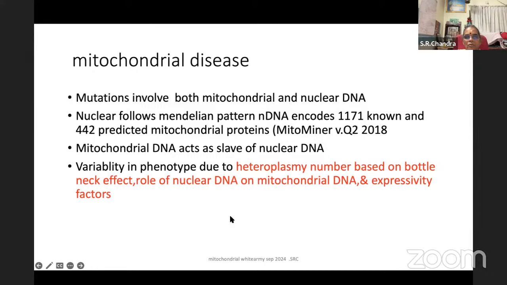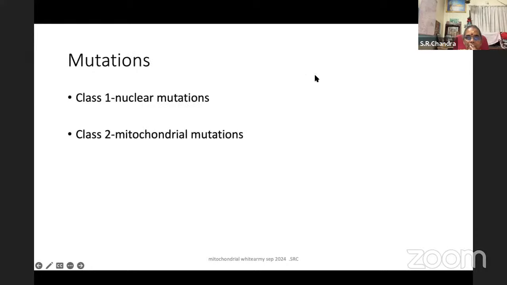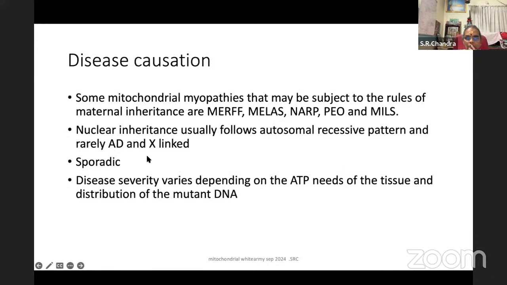So variability in phenotype due to heteroplasmy number based on bottleneck effect, role of nuclear DNA on mitochondrial DNA, and expressivity factors, all these cause disease. And we saw also the defective mitochondrial homeostatic mechanism. So these are the two types. One is class 1, second is class 2, where there are nuclear mutations and mitochondrial mutations.